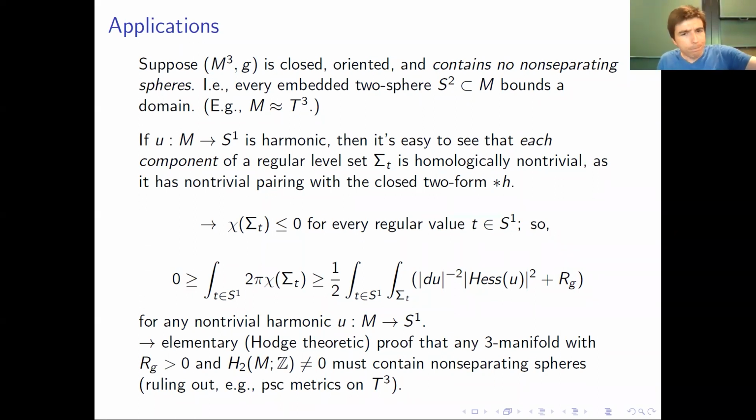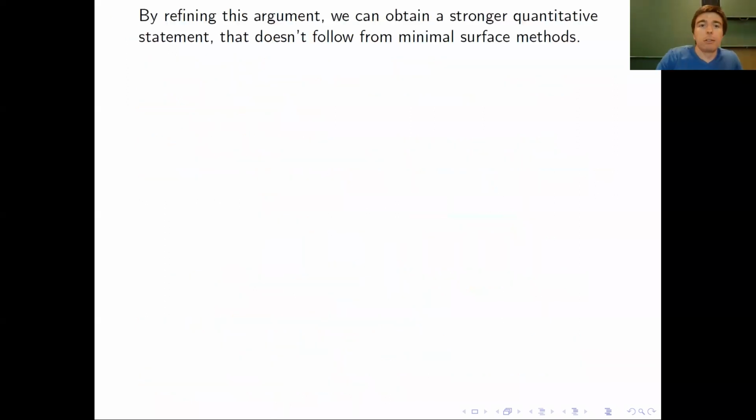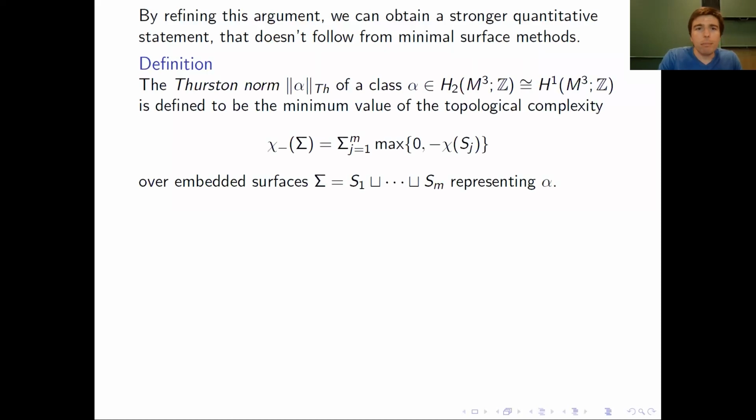All right. So what else can you do with this? By refining the argument a little more, we get a somewhat stronger quantitative statement that you don't get from the minimal surface methods. Let's define this notion of Thurston norm, which you can imagine was defined by Thurston. Given some codimension 1 homology class in this oriented three-manifold, we want to understand something like the minimum genus needed to represent a homology class.